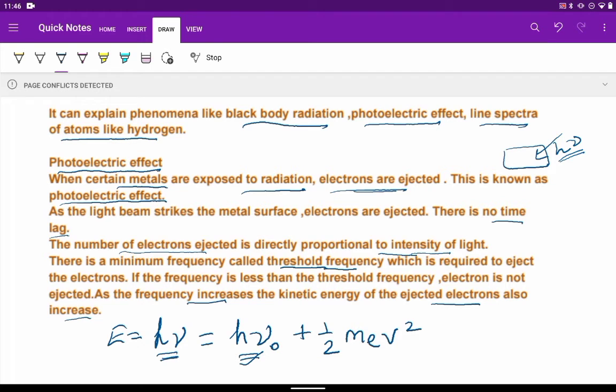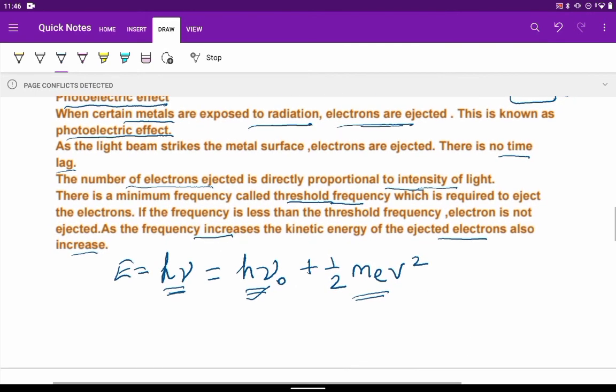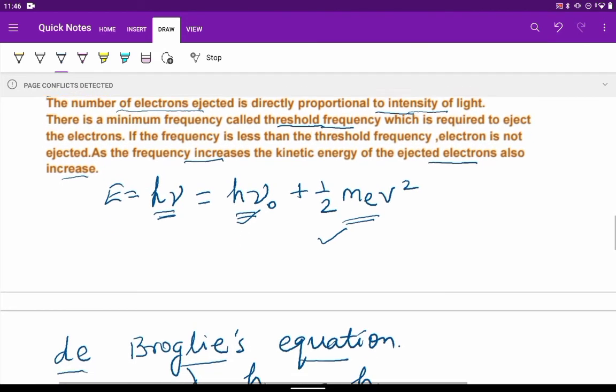So when energy is given as h nu, a part of it, that is the h nu naught component, will be utilized to eject the electron, and the rest of the energy will provide kinetic energy to the electrons. That will be given by half m_e v square, where m_e is the mass of the electron. So the extra energy which is left out will be providing kinetic energy to the ejected electrons.